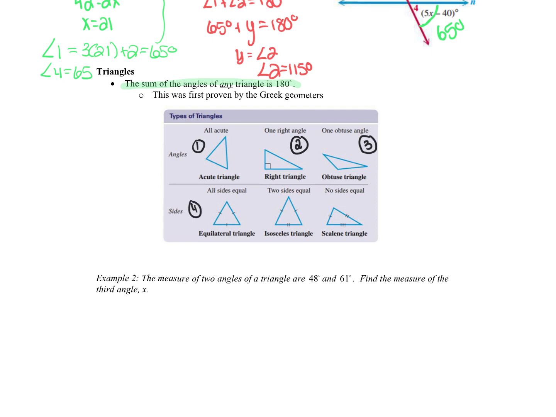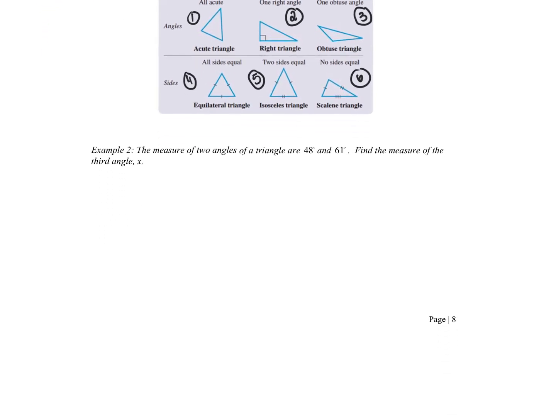Equilateral, all the sides are the same. Isosceles, 2 sides are the same. And 3, scalene, means no sides are the same. So the next problem wants you to find the third measure in a triangle, given that 2 angles are 48 and 61. So it wants you to find the measure of angle x. So I know that a triangle adds up to 180, and that's going to equal 48 plus 61 plus angle x. So if I add this up and then subtract over, you should get that x equals 71 degrees.